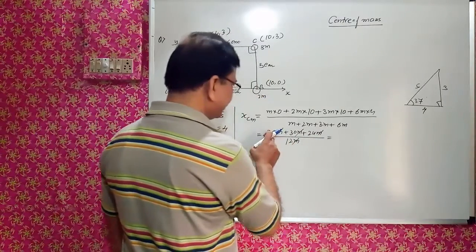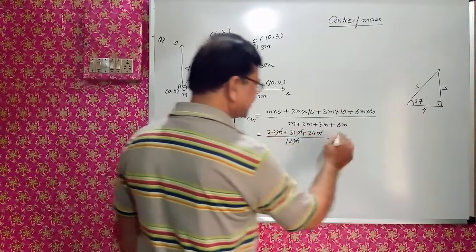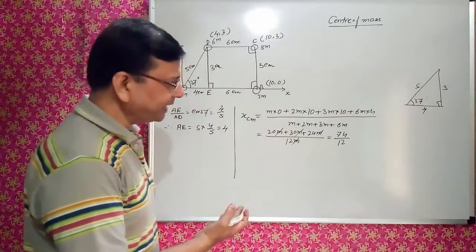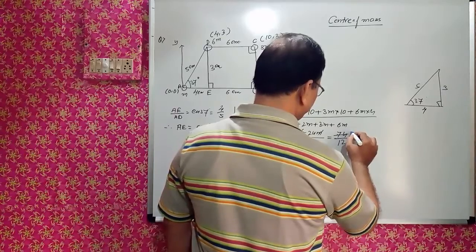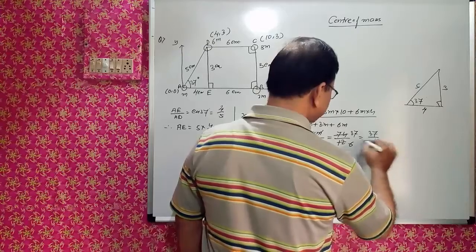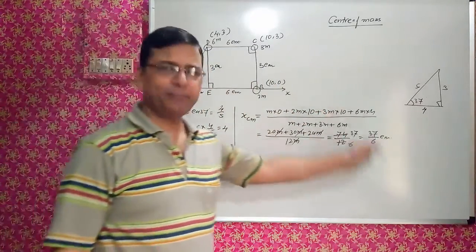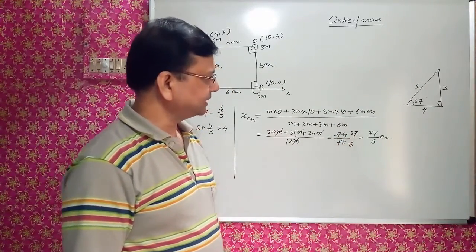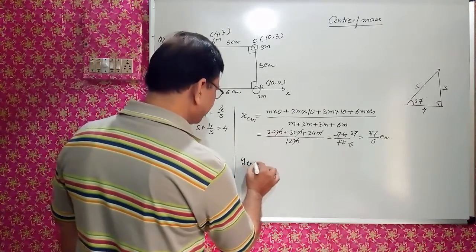So you will get 20 plus 30, it is 50. 50 plus 24, that is 74 by 12. So we can simplify it to 37 by 6, that is 37 by 6 centimeter. You can write it in the mixed fraction also. 2 3s are 6, 2 4s are 7. So this is the x coordinate of the center of mass.